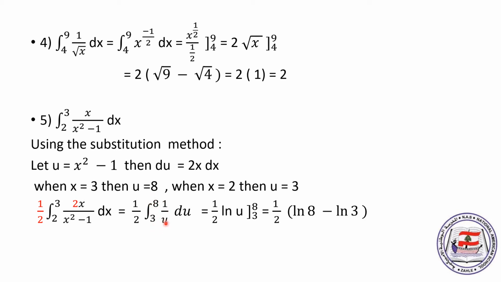Now we can calculate this definite integral using the rule of integration for the natural logarithm. So it gives half ln u over the boundaries 3, 8. So replacing u by 8, then u by 3, we get half into (ln 8 minus ln 3).